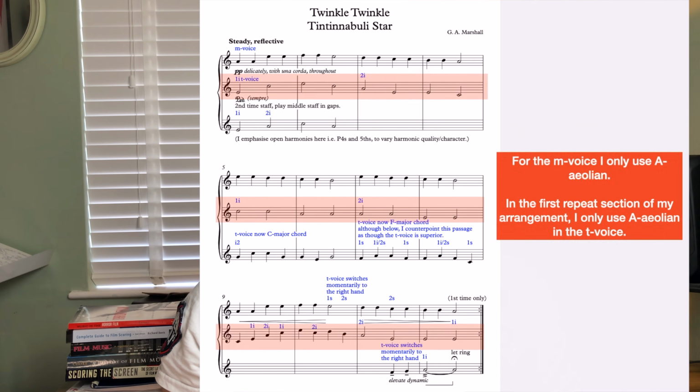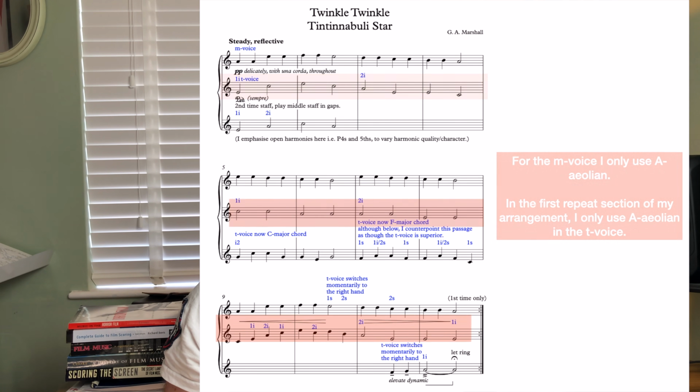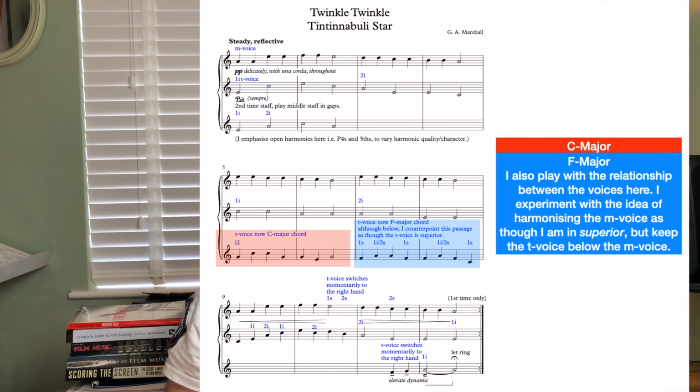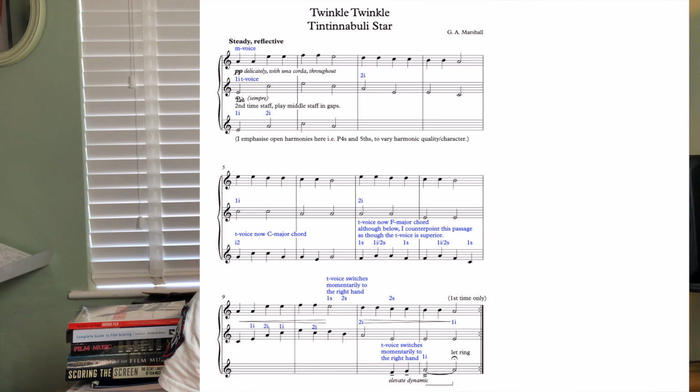I therefore use only A Aeolian in the M voice and for the majority of the T voice. However, I also use C major and F major for small portions of the T voice close to the end, to create that introspective optimism that we felt it conjured when experimenting with those two tonalities for the T voice. I also liked how using C major later in the piece held back the use of the G.